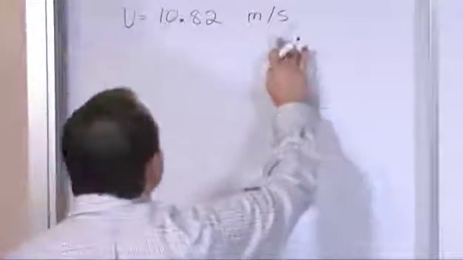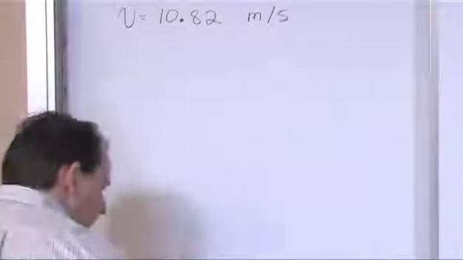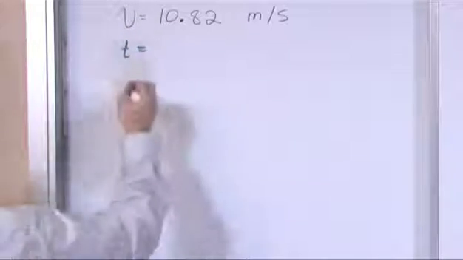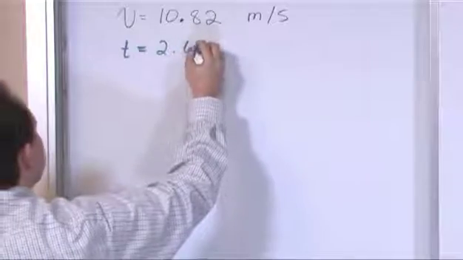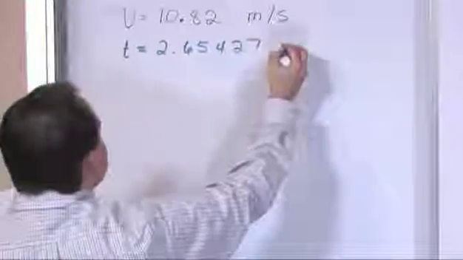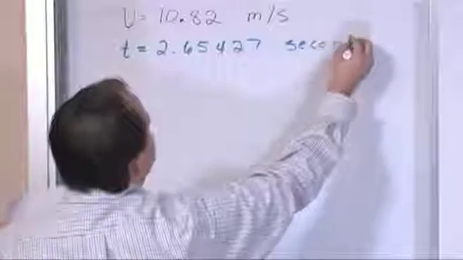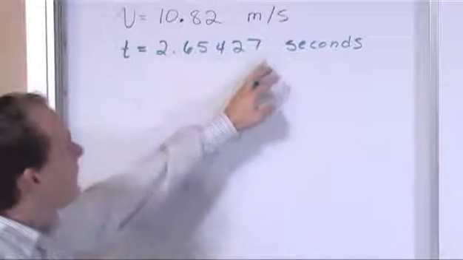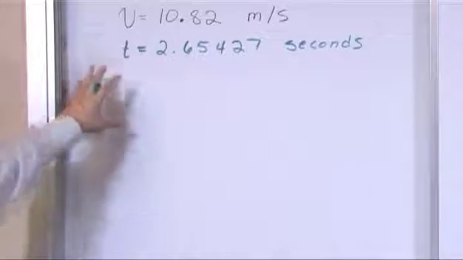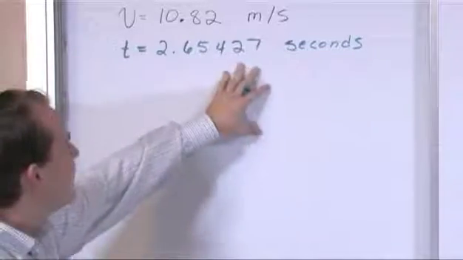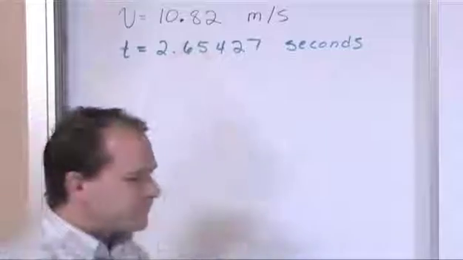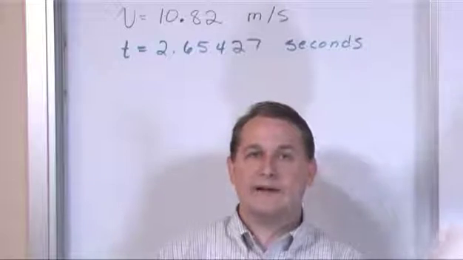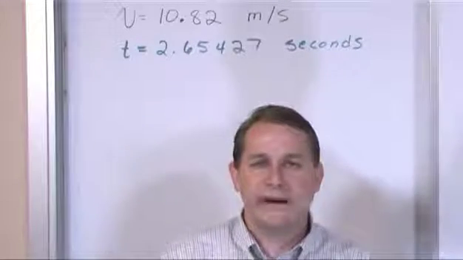Now let's say that I travel at this speed for a time of 2.65427 seconds. So I'm going 10.82 meters per second, and I'm traveling for 2.65427 seconds. The first thing you should notice is that the accuracy with which I measured my time is much greater. Whatever device I used to measure the time allowed me to put more decimals after the decimal point, because it was a more accurate representation of the true time.